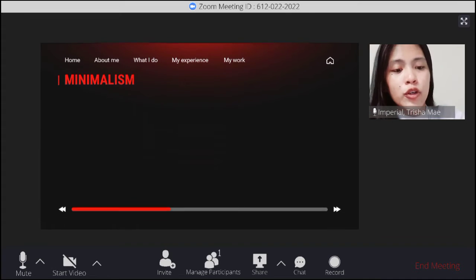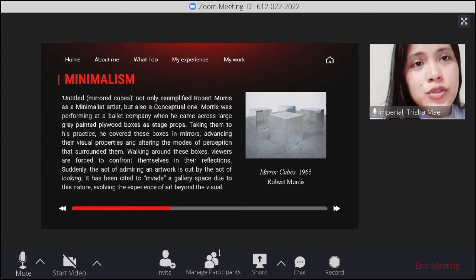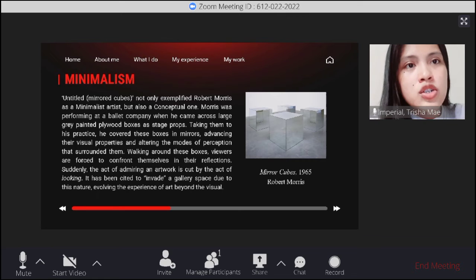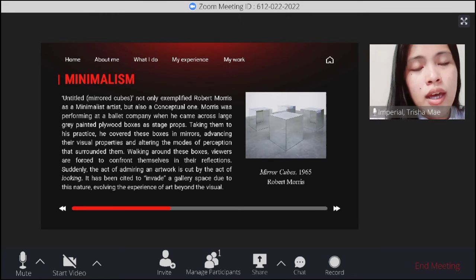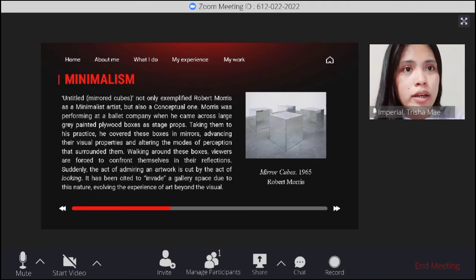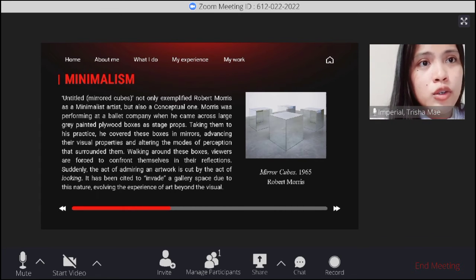And the last one, the Mirror Cube by Robert Morris from 1965. Minimalist sculptures from the mid-1960s are composed of geometric forms that are pared down. He usually arranged them into a situation in which one is aware of one's own body at the same time as one is aware of the piece. The mirrored surface of the cube produces a complex and shifting interaction between gallery, spectator, and artwork as a viewer walks around it.